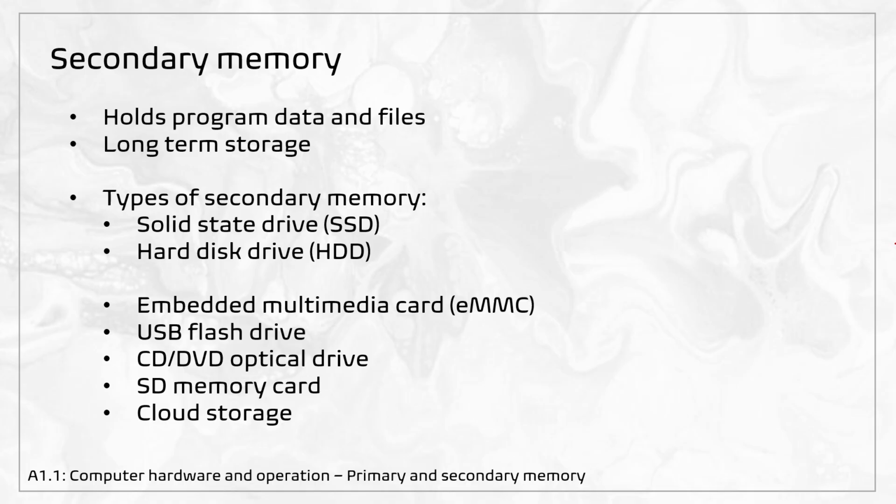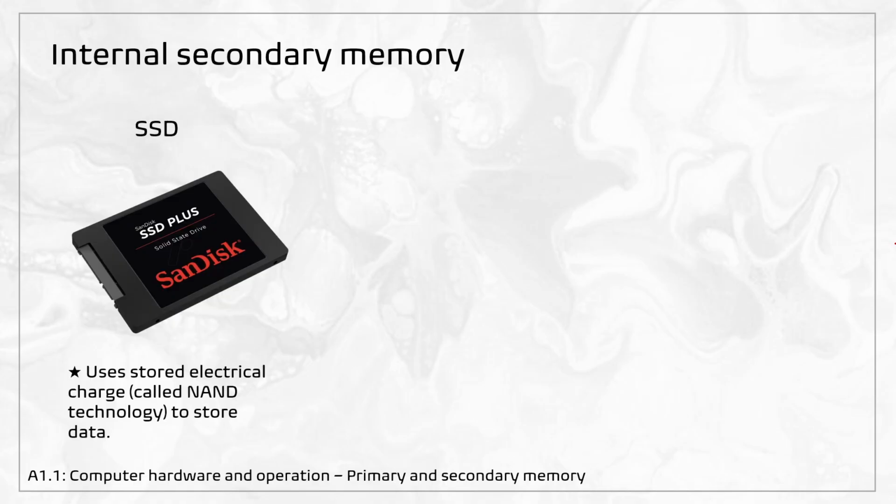The other kind of memory is secondary memory. Secondary memory isn't directly connected to the CPU. It holds program data and files, and unlike RAM, it retains its data when power is cut off. There are a lot of different types of secondary memory. So we'll first look at internal secondary memory. This is memory that is more or less glued to the device it was originally connected to.